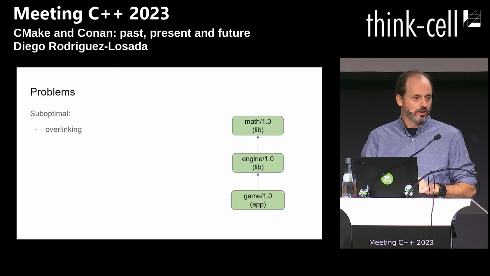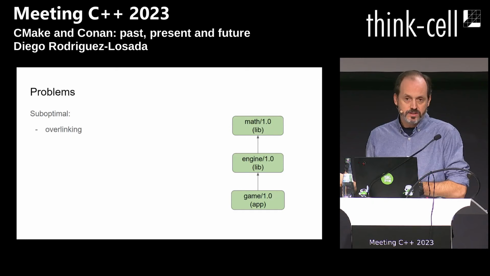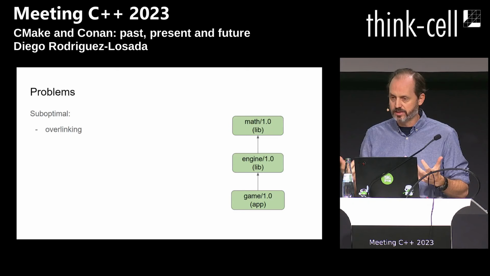And that can generate overlinking. That can generate bloated binaries, depending on the library types, as we will see later in the solution. You don't want that. Okay? These generators, they couldn't manage this scenario. They were always linking everything. And that was also a problem.